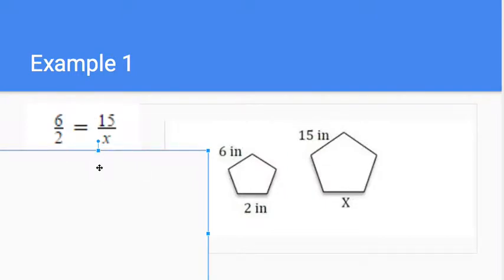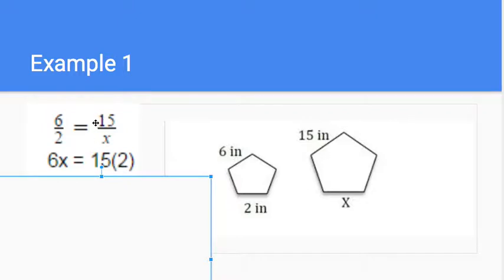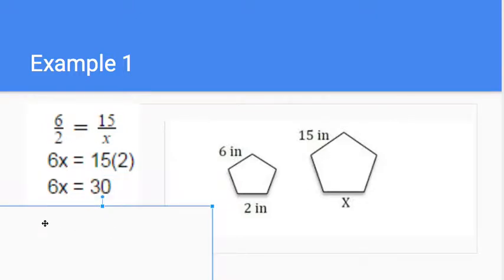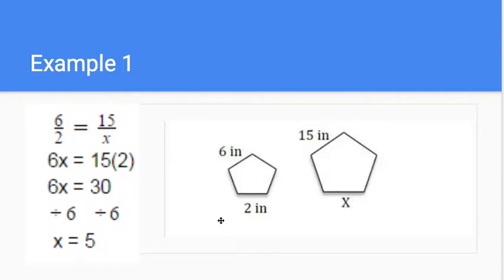And now what I want to do is cross multiply. So I'm going to do 6 times x and 15 times 2. So I multiply across. 15 times 2 is 30, so 6x equals 30. Solve my equation, divide both sides by 6, x equals 5. So this side is 5 inches long. So that's how you do it. This is how it works.